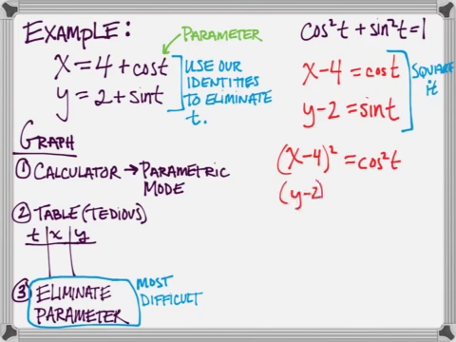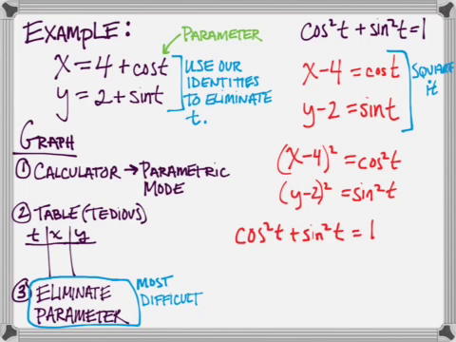And I get quantity x minus 4 squared equals cosine squared t, and quantity y minus 2 squared equals sine squared t. So I'm very close. Now, can you distribute this exponent? Is it x squared plus 16? No, please don't. We have to write it out: x minus 4 times x minus 4.